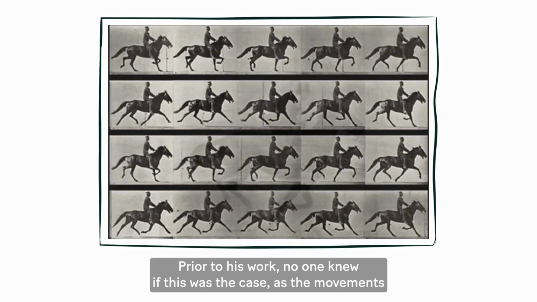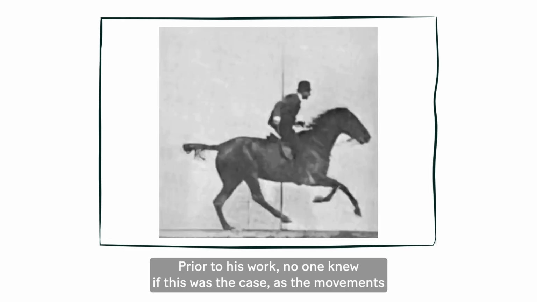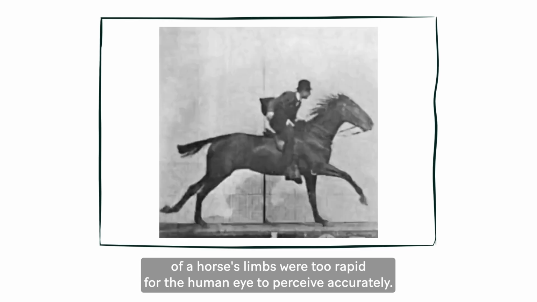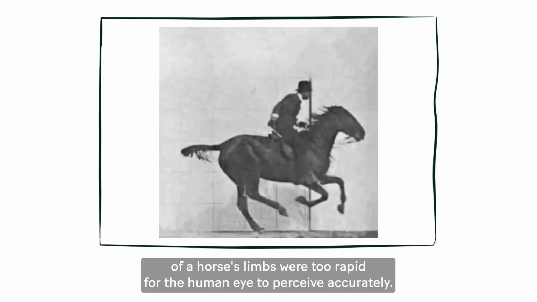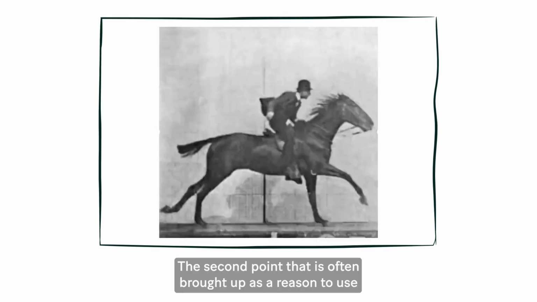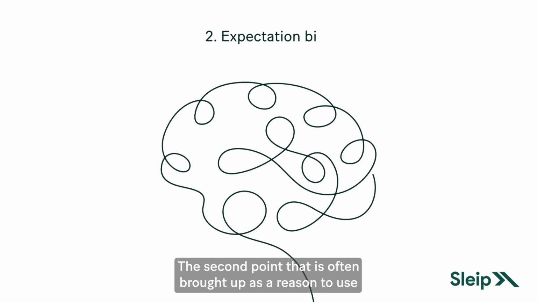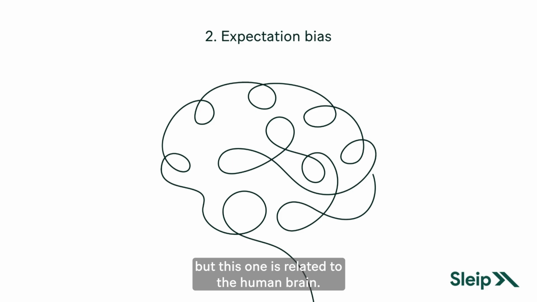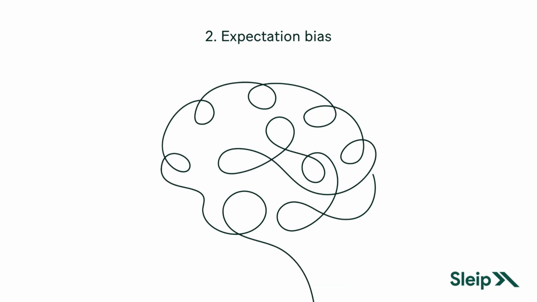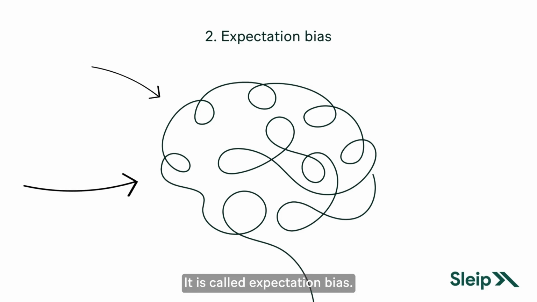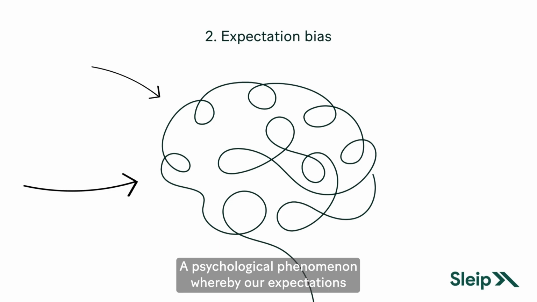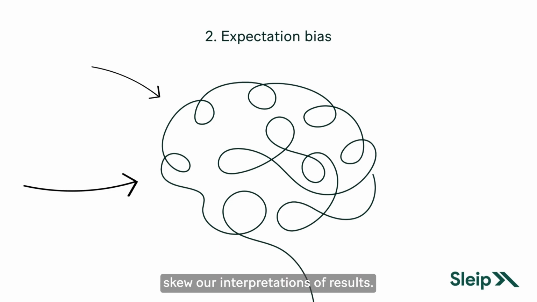Prior to his work, no one knew if this was the case, as the movements of a horse's limbs were too rapid for the human eye to perceive accurately. The second point that is often brought up as a reason to use objective gait analysis tools is also a biological limitation, but this one is related to the human brain. It is called expectation bias, a psychological phenomenon whereby our expectations skew our interpretations of results.